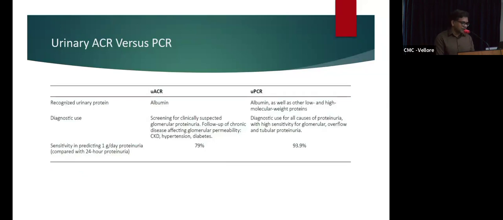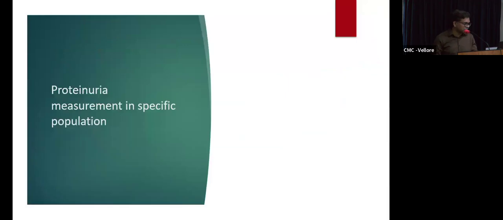UACR is specifically used to analyze albumin, and UPCR measures albumin as well as low and high molecular weight proteins. UACR diagnostic value is for CKD, hypertensive disease, and diabetic disease, and UPCR you can use for any kind of proteinuria, with high sensitivity for glomerular, overflow, and tubular proteinuria. The sensitivity for predicting 1 gram proteinuria on 24-hour collection is only 79% for ACR, but for PCR it is almost 93.9%. So PCR correlates more with the 24-hour proteinuria.